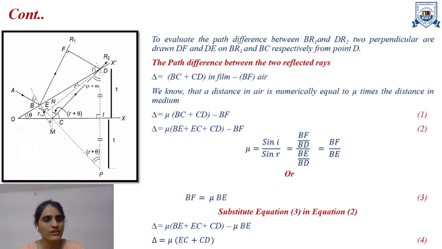The ray AB falls on the upper surface of the wedge shaped film. From point B, the ray is partially reflected along BR1 and partially it is refracted along BC. From point C, the ray is again reflected along CD, and from point D, it emerges out as DR2. So the rays BR1 and DR2 are derived from the same monochromatic source. So both the rays are coherent and they will superimpose to give rise to an interference pattern.